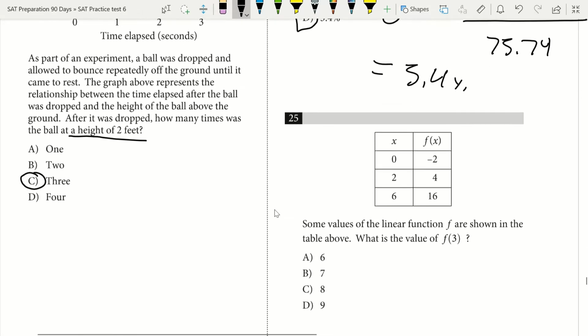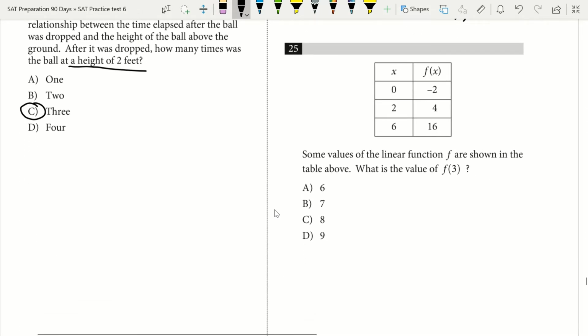All right, now I've got question 25. Some values of the linear function f are shown in the table above. What is the value of f of 3? Okay, f of 3 means that x is going to be 3. I see if I go from, I have an x or a y intercept at -2, obviously.